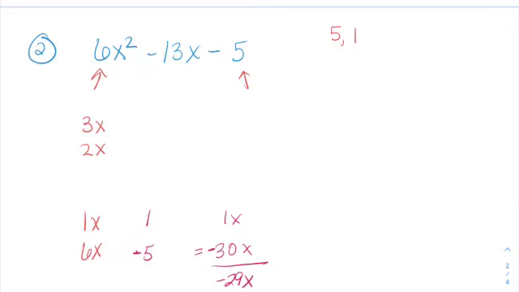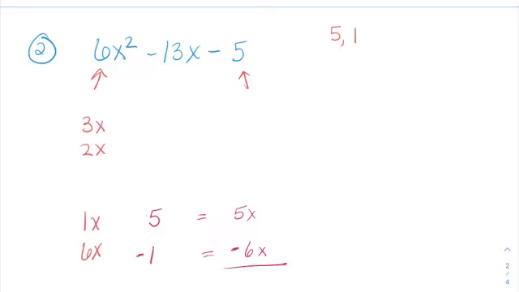Okay, so then maybe I should switch that and put the 5 here and the 1 here. Once again, if I multiply across, I get 5x and 6x, so I want the bigger one to be negative, so this would be negative 6x. And that adds up to negative 1x, so that doesn't work either. So I've determined that 1x and 6x is not the pair that I want to use. I want to use 3 and 2.